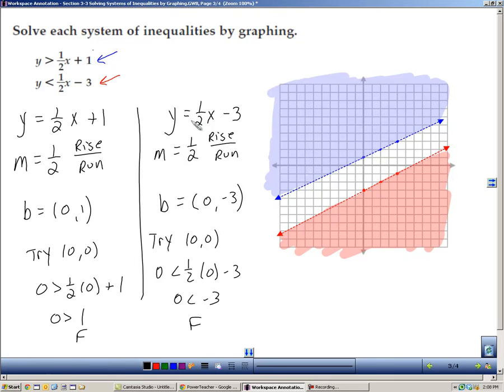Second boundary line is for the red one. Again, slope is 1/2, rise over run. Y-intercept is 0, -3, so I started down here, did up 1 to the right 2 each time, did a dotted line again because it's less than, and when I plugged in 0, 0, which is up here, it's false, so I shaded the other side. If you notice, neither one of these shaded regions overlap each other, so the solution to this system is no solution.